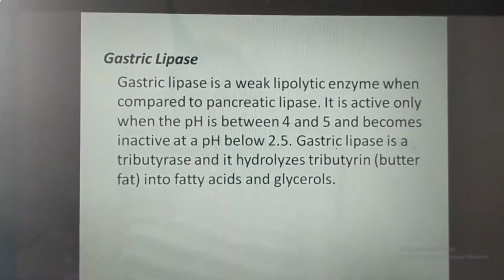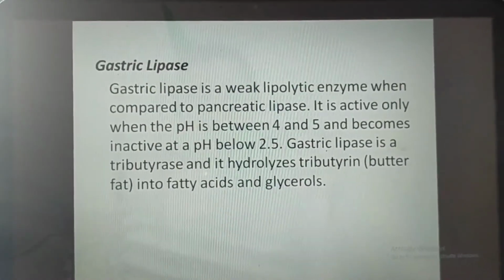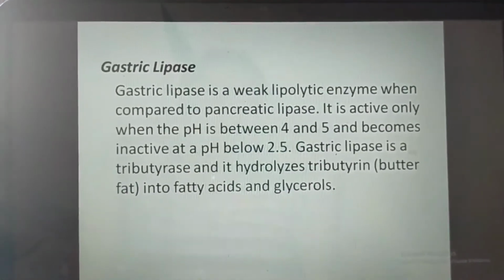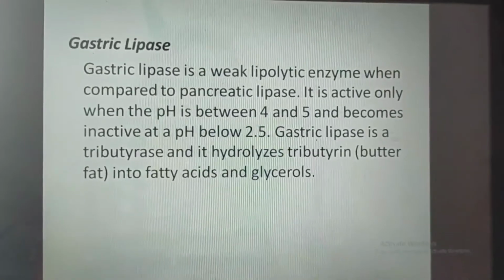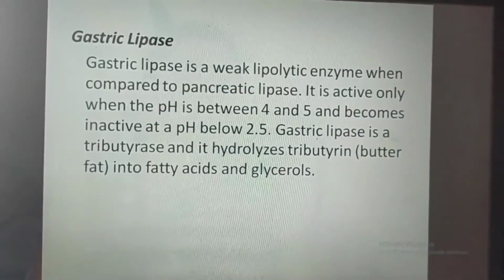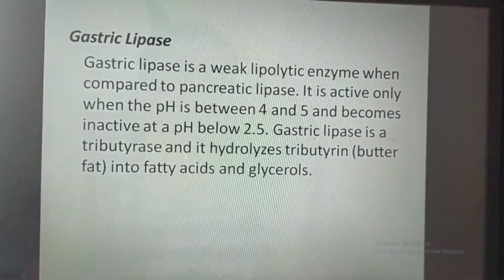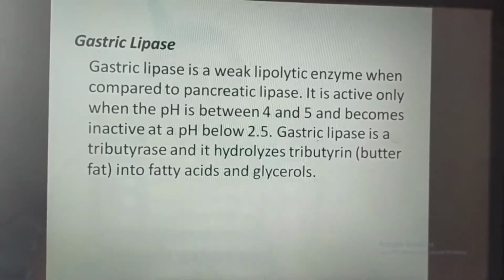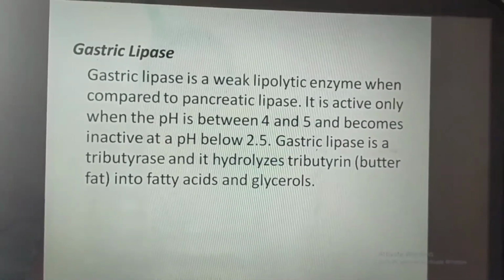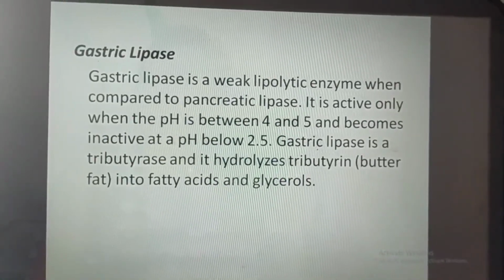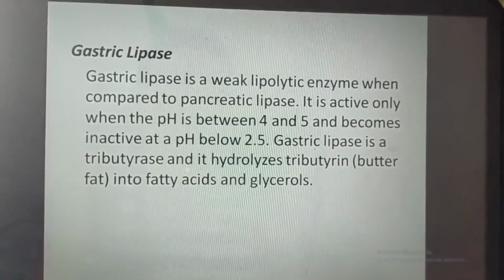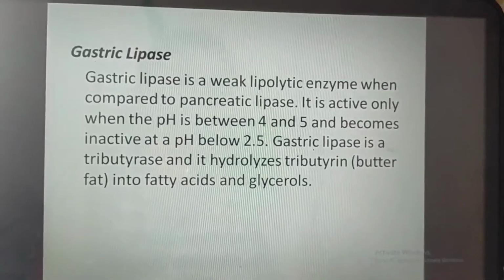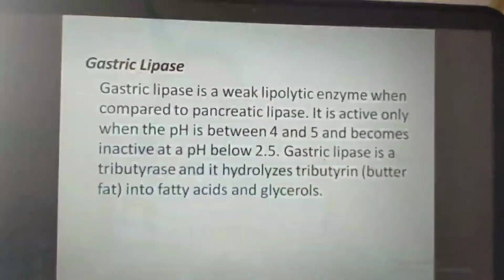Gastric lipase. Gastric lipase is a weak lipolytic enzyme when compared to pancreatic lipase. It is active only when the pH is between 4 to 5 and becomes inactive at a pH value below 2.5. Gastric lipase is a tributyrase and it hydrolyzes tributyrin into fatty acids and glycerol.